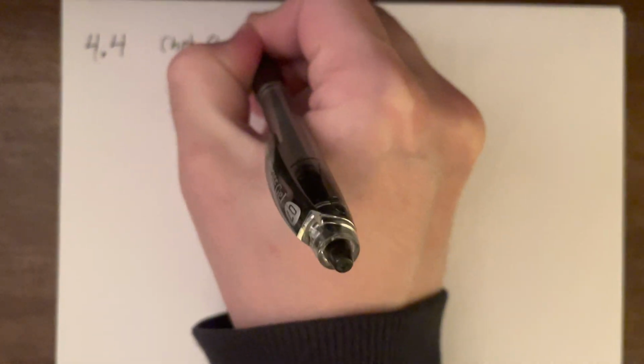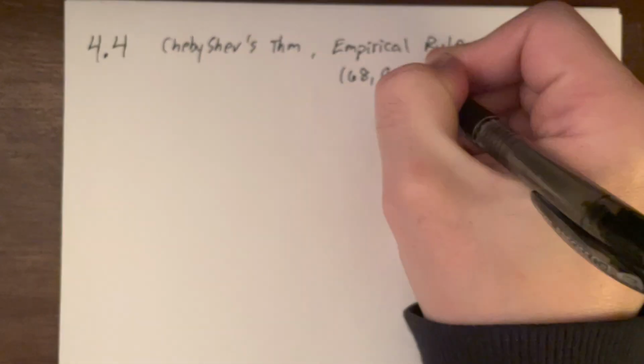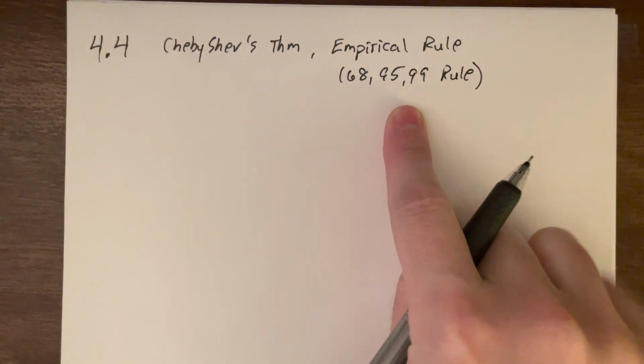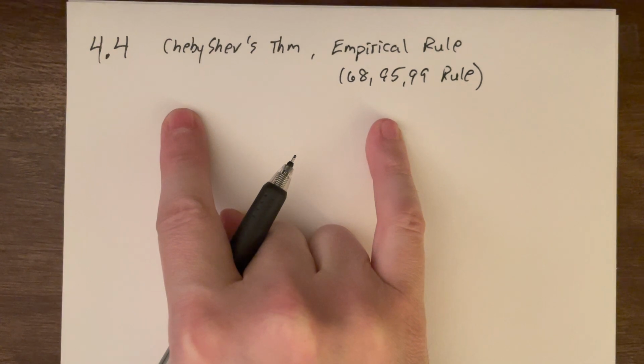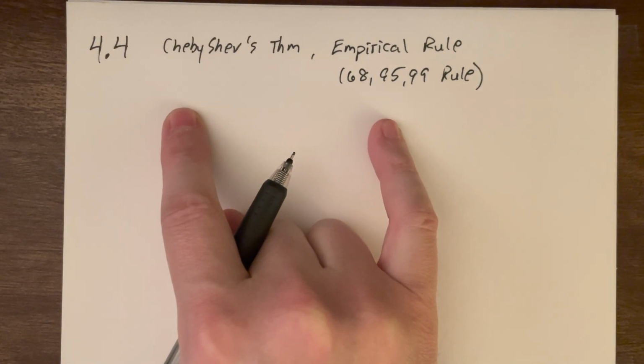When we start Section 4.4, we're going to introduce what we call Chebyshev's theorem, and then we will follow that up with the empirical rule, which I referred to before. Some people call it the 68, 95, 99 rule, and you'll see why that is in a few minutes. Both of these are still going back to that combination of the mean and standard deviation, trying to look at, again, how you could use those to talk about the spread of data.